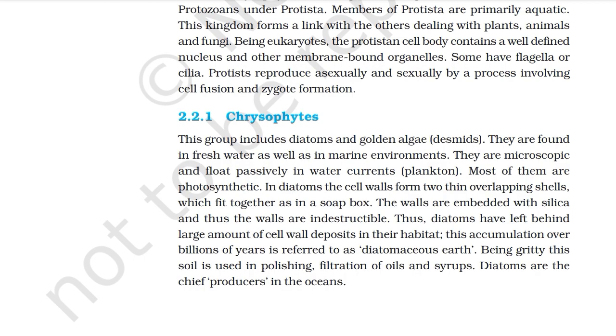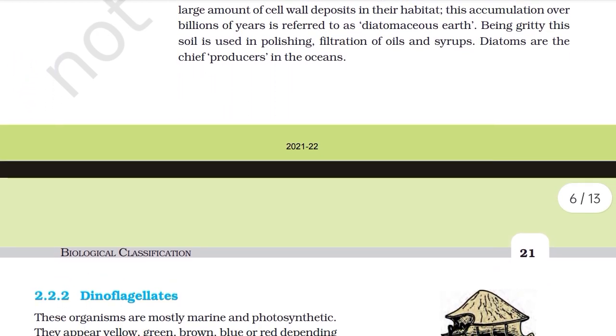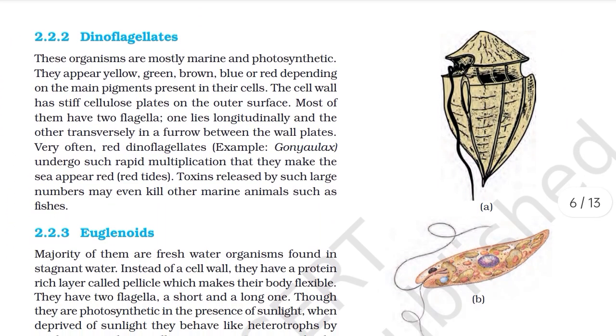In diatoms, the cell walls form two thin overlapping shells which fit together as in a soap box. The walls are embedded with silica and thus the walls are indestructible. Thus, diatoms have left behind large amounts of cell wall deposits in their habitat. This accumulation over billions of years is referred to as diatomaceous earth. Being gritty, this soil is used in polishing and filtration of oils and syrups. Diatoms are the chief producers in the ocean.